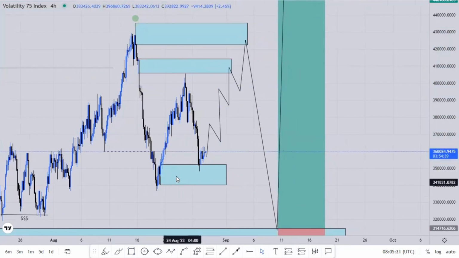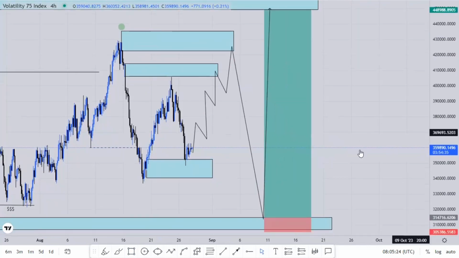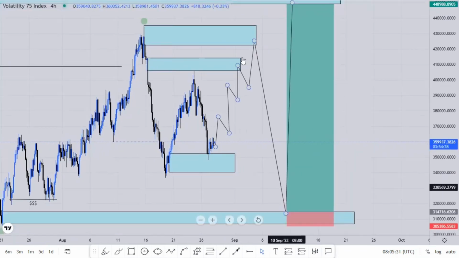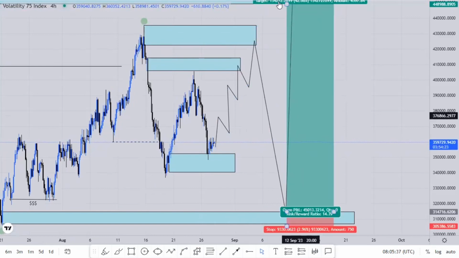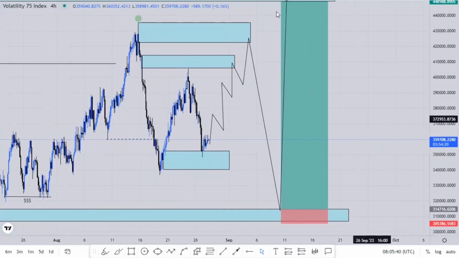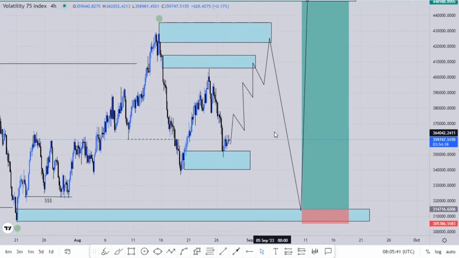Right. So here you can see that the current opportunity right now is buys. First target is this, second target is that. Then we drop down, then the next opportunity. So the current opportunity is buying, next opportunity is selling, then the next opportunity will be buying. So those are the major opportunities that I'm looking forward to this week.